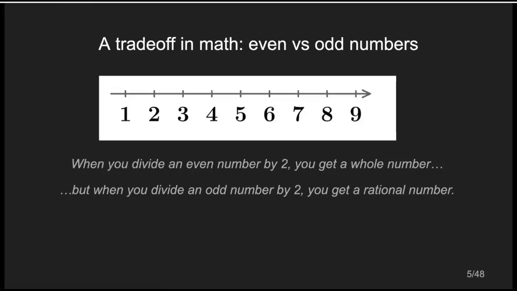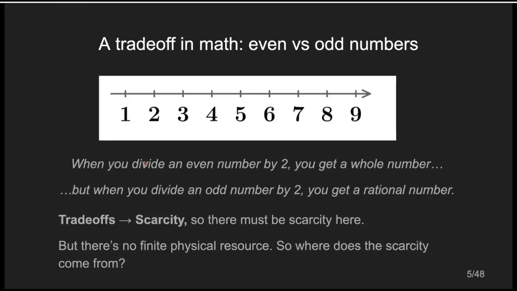We're just counting up the natural number line, 1, 2, 3, 4, 5, etc. As we do so, we're constantly switching back and forth between odd and even numbers. So we're constantly making trade-offs, odd number or even number. We never have both. And this is not just a superficial distinction. If you have an even number and you divide it by 2, you get a whole number. If you have an odd number and divide it by 2, you get a rational number. So there's different properties. So this trade-off is really meaningful, which means there must be scarcity, because trade-offs imply scarcity, because scarcity is necessary for trade-offs.